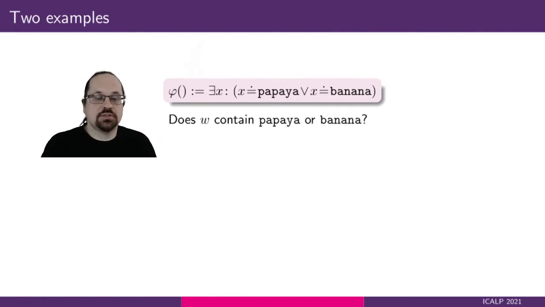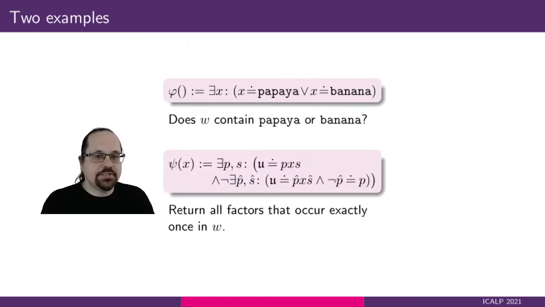This is also something you could express in MSO or FO on a linear order, of course, but to write it down explicitly, you would have to say there are positions x1, x2, x3, x4, x5, x6, and the first one is a and p, and the second one a and p and a and y and a, or the same for banana, and they are all successive. It's a whole lot of writing. Here you can just write it down like this.